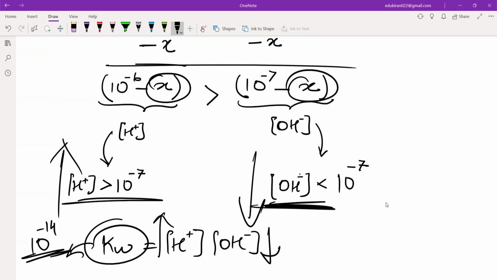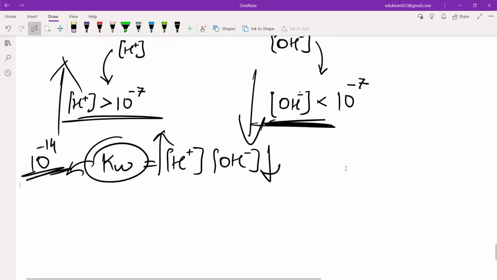Got this point? Yes or no? Tell me. Yes, Kw will still be 10 to the power minus 14, because even if I'm increasing the concentration of H plus, it is decreasing the concentration of OH negative, and hence the multiplication, the product, is going to be constant.